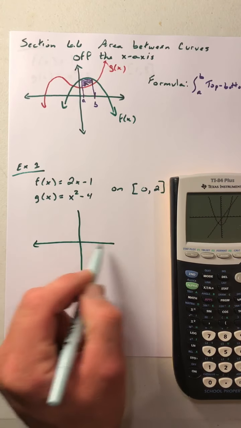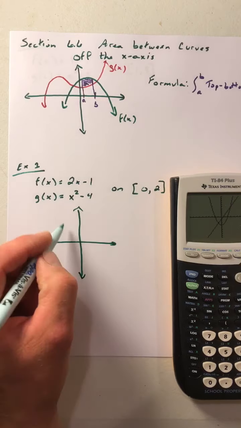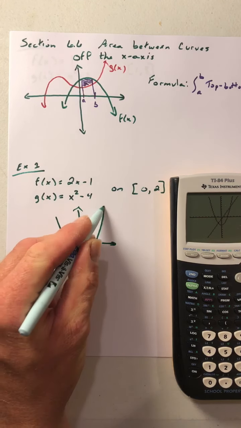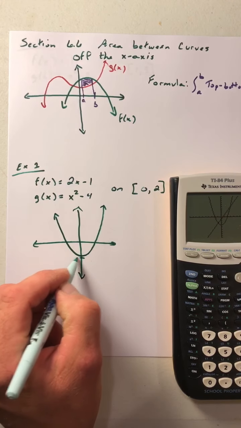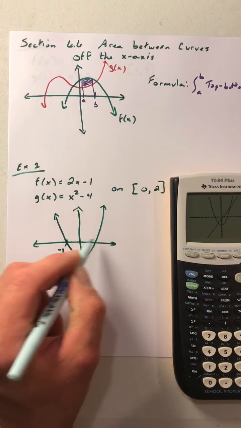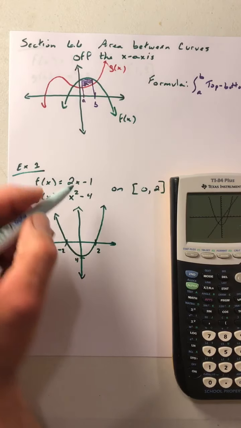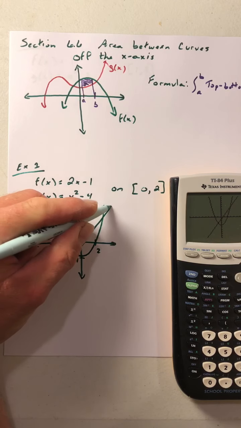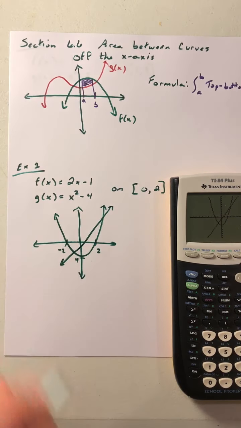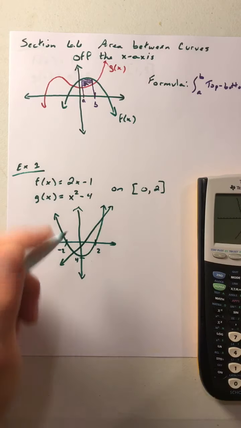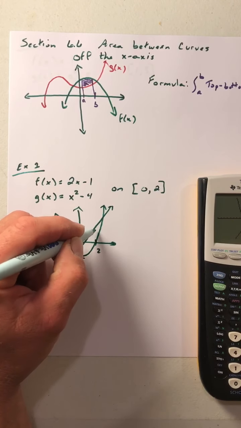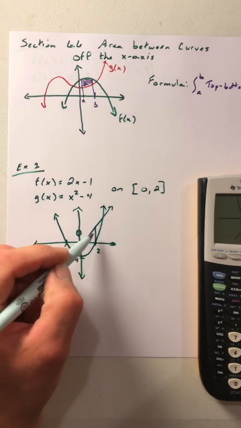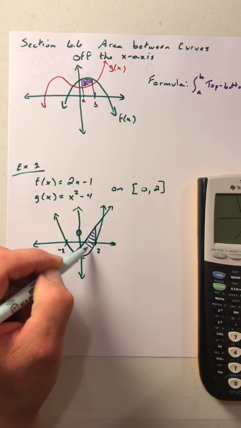I'm going to sketch it out here so we can see a little bit more of what it's going to look like. We should hopefully know that the quadratic comes through negative 2, comes down to negative 4 for our y-intercept, and comes back up through 2. And then 2x minus 1 is going to go through negative 1 here, go up in this direction and come down like this. But we're only interested from 0 to 2. So our area is going to be in this region here.